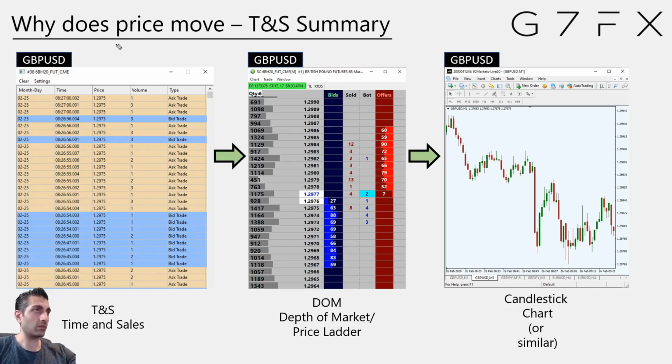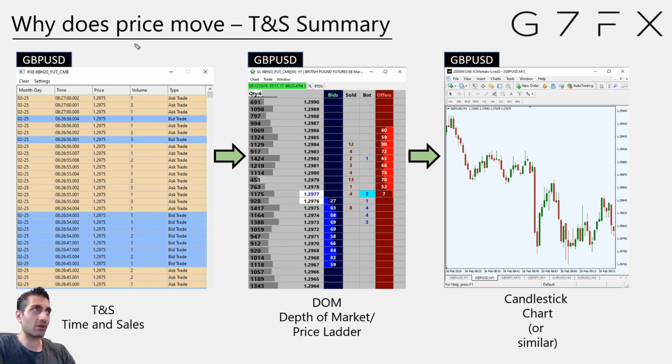Alright guys, just want to say well done for making it to the end of the module. This is the final slide. We're going to do some really important summaries. This is going to be the last time we're going to look at the time and sales. I don't actually use it myself, but there are some critical reasons why I wanted to introduce it at this stage. Like I've already said, it's raw data in its purest format.